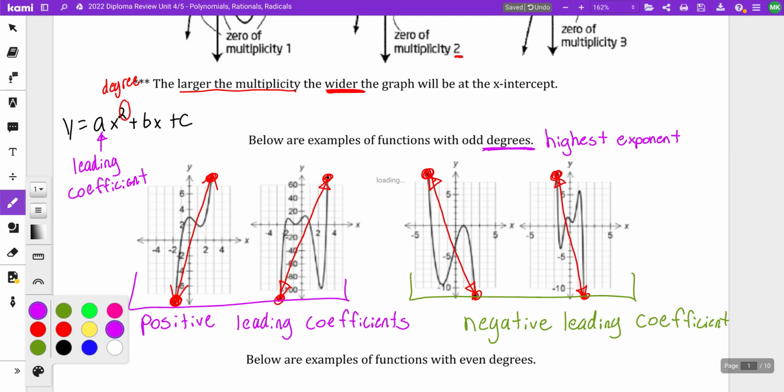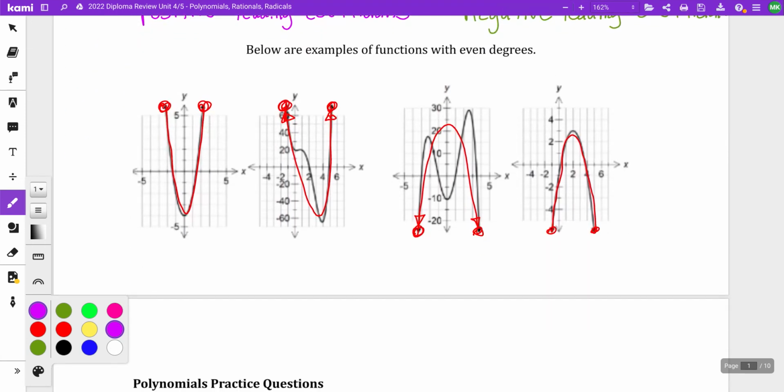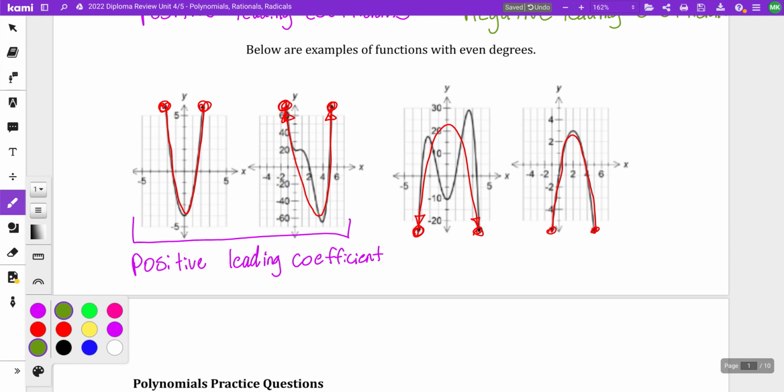Same thing works for even degrees, right? So these are all even degrees because the overall trend's making that curve. If the overall trend goes up, those are leading coefficients that are positive. If the overall trend is down, they're negative.